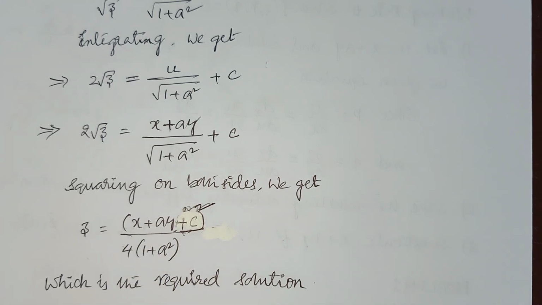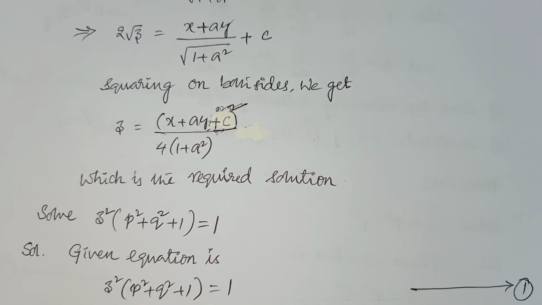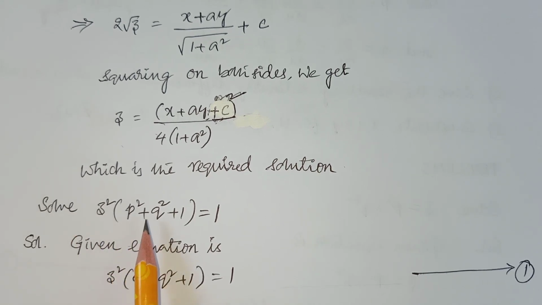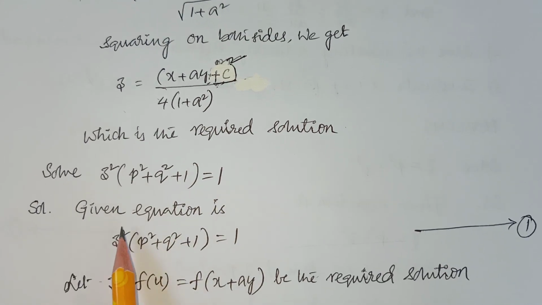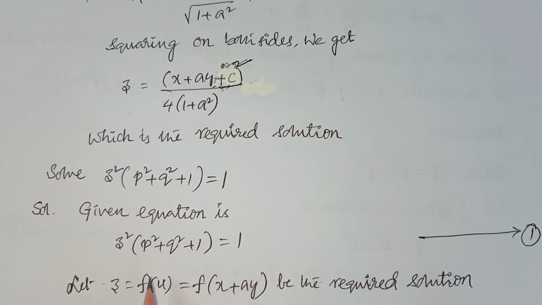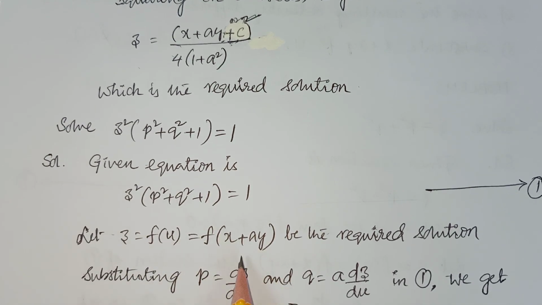Okay, now take a look at another problem. Solve z square into (p square plus q square) plus 1 is equal to 1. The given equation is of the form f of z comma p comma q is equal to 0. Now what we have to do? Let us do the same procedure. Let z is equal to f of u, where u is equal to x plus ay, be the required solution.